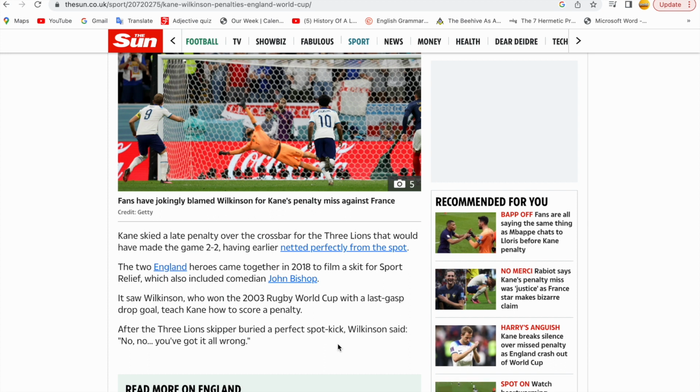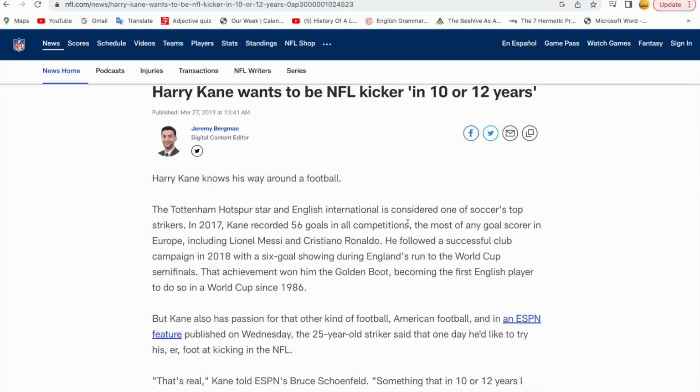Wilkinson, who won the 2003 Rugby World Cup with a last gasp drop goal, taught Kane how to score a penalty. Last gasp drop goal. Do you remember that, guy? Do you remember the drama? Do you remember how you felt and how you cheered and how proud you was to be an Englishman? Fooled, just like I was. After the Three Lions skipper buried a perfect spot kick, Wilkinson said, no, you've got it all wrong. I dare anyone to dismiss this video.